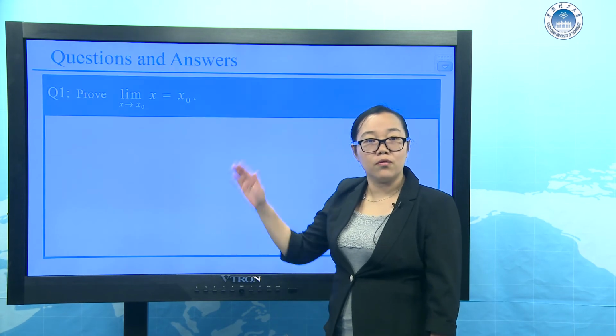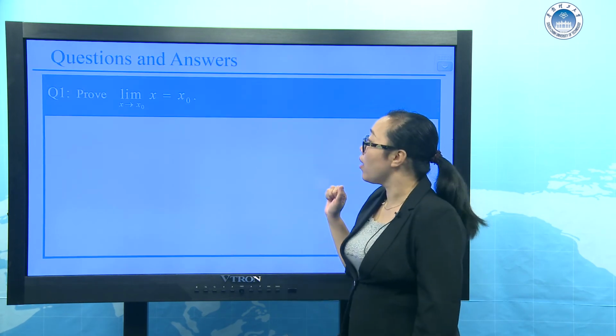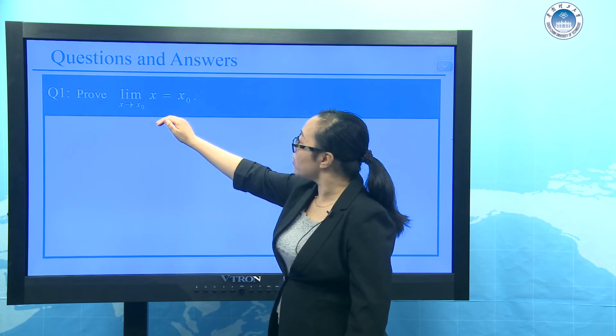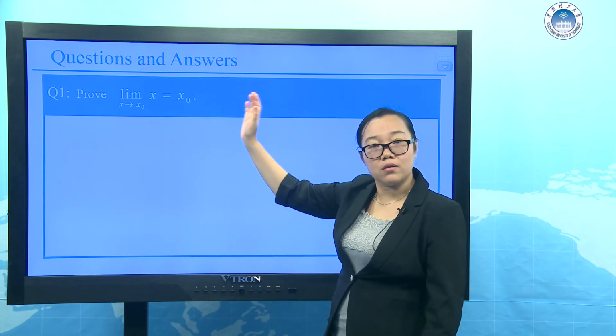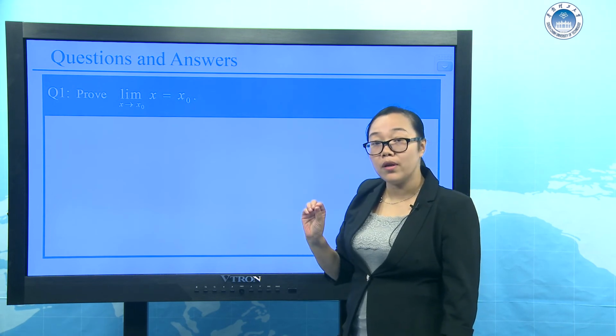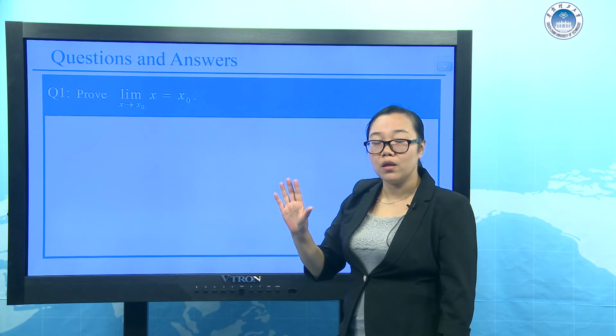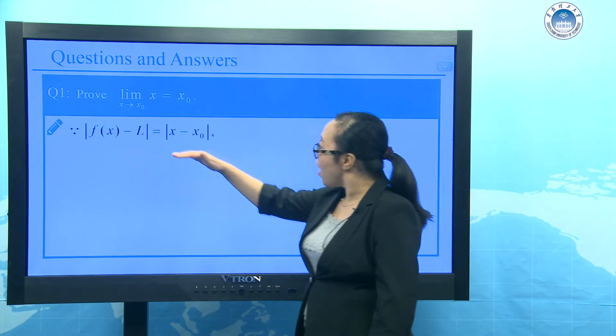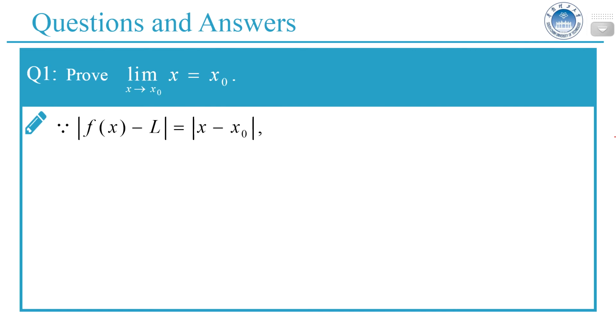So now look at the following questions. Question 1. Prove the limit as x tends to x0 of x equals x0. How to prove? According to the definition of limit, for every epsilon, try to find the delta. So now look at this. f(x) minus L. In this question, the function means x. So copy x. How about the limit?